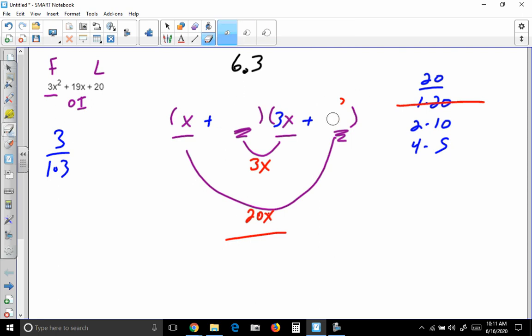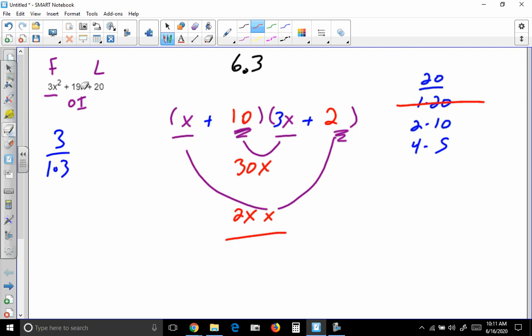So let's try the 2 and the 10. So if we try a 2 here and a 10 here, we get 6x for our inner product and 10x for our outer product. So in that order, it doesn't work. So let's try the other direction. Let's try the 10 here and the 2 here. Well, that's going to make the inner product 30x and the outer product 2x, which still doesn't give us the 19. So either way, the 2 and the 10 doesn't work.